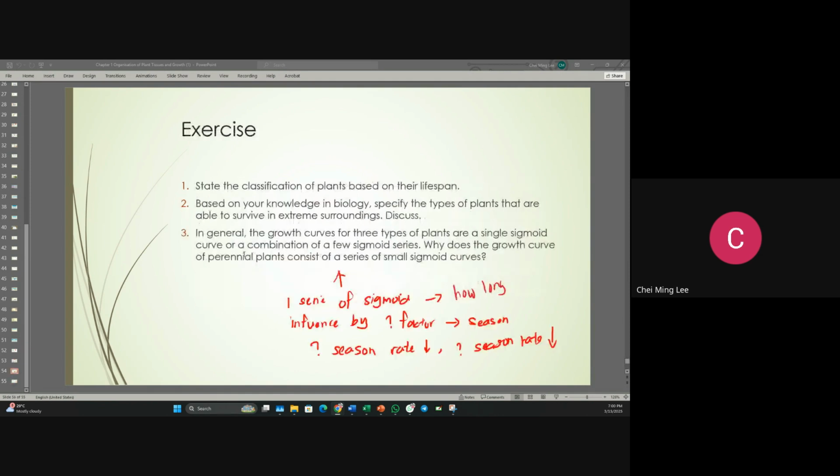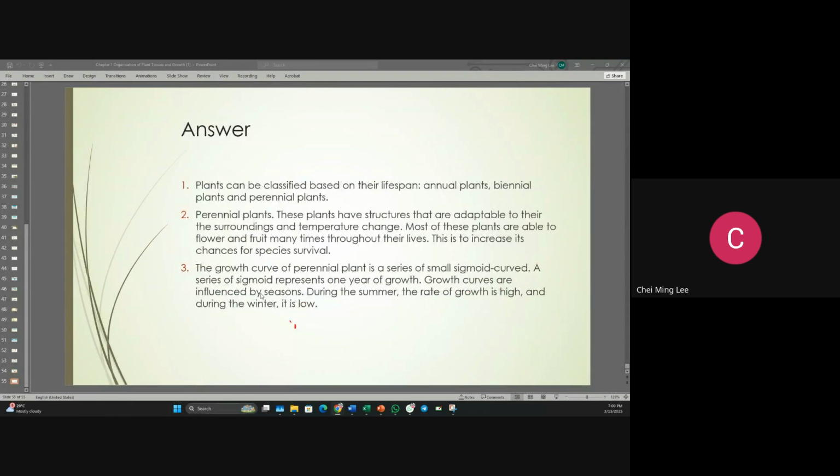All right. Next, in general, the growth curves for three types of plant are a single sigmoid curve or a combination of a few sigmoid series. So why does the growth curve of perennial plant consist of a series of small sigmoid curves? Because a series of sigmoid curves represents one year of growth. One series, one growth. So many series, many years.